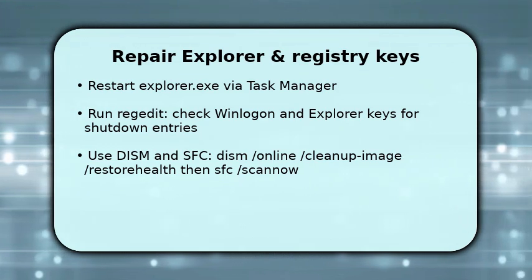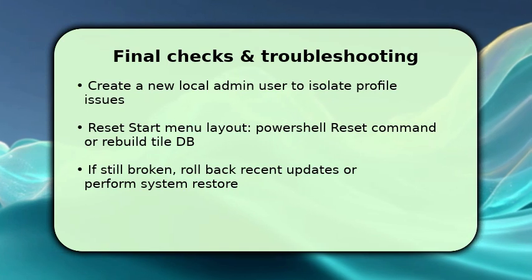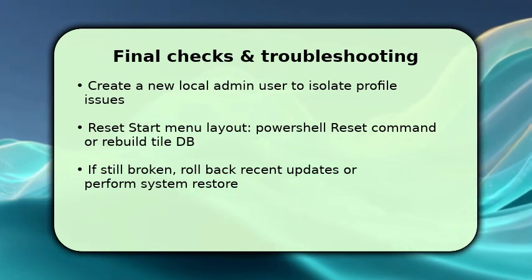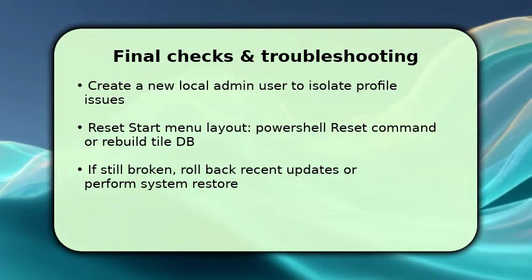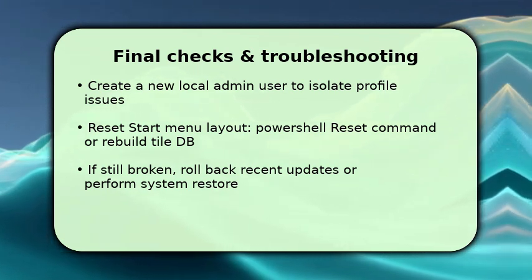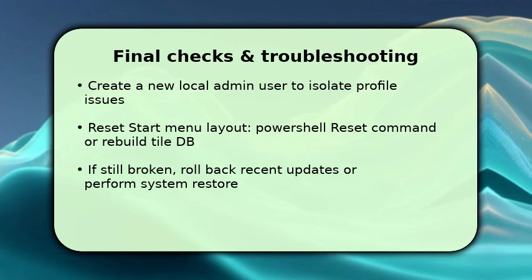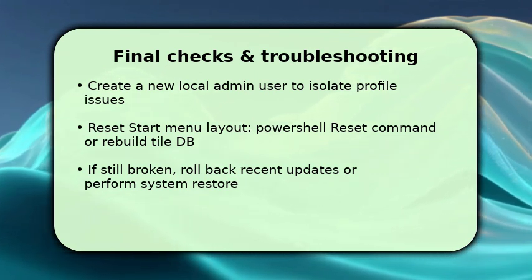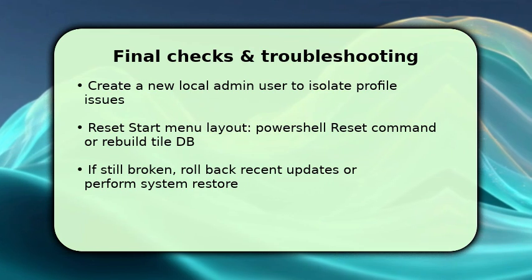Finish by isolating user profile problems and resetting the Start layout. Create a new local admin account and sign in. If shutdown appears there, your original profile is corrupted and should be migrated. Otherwise, run PowerShell commands to reset the Start menu database or rebuild the tile cache.